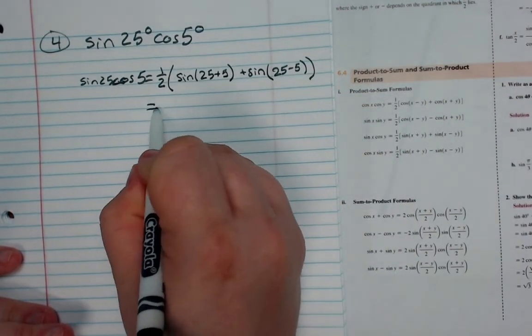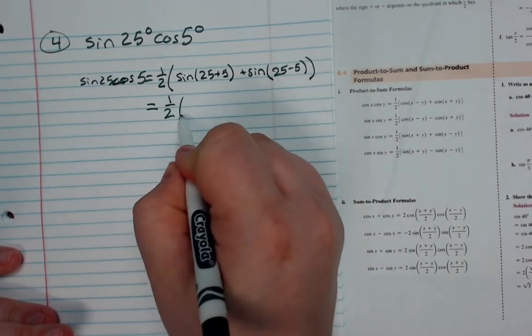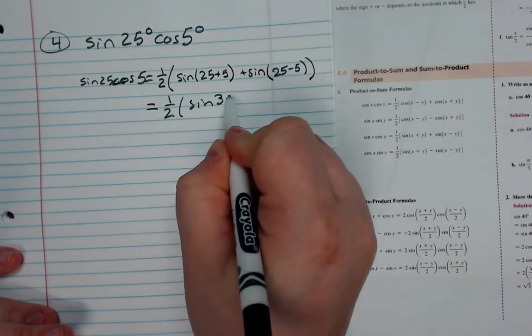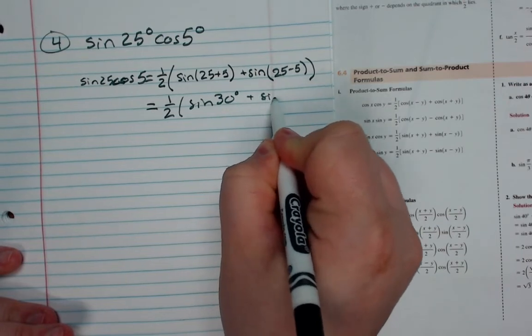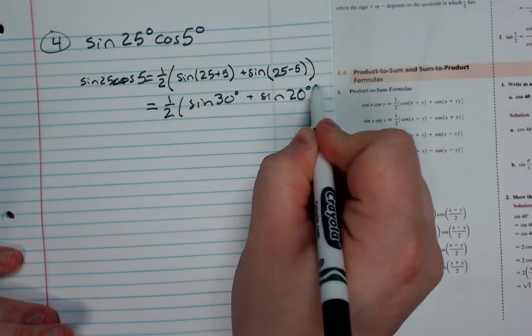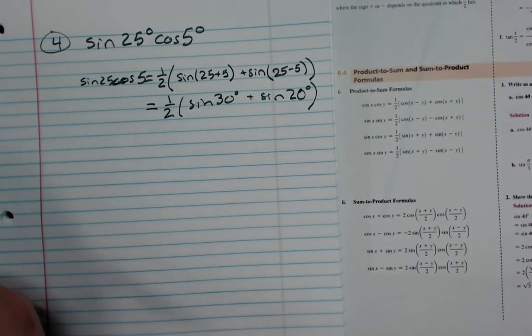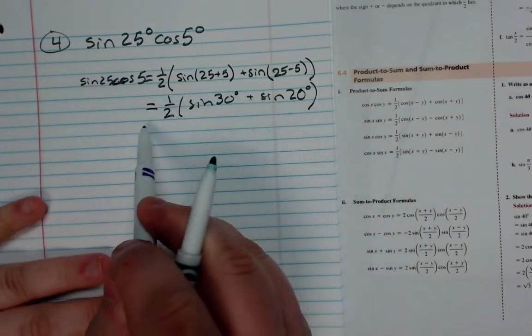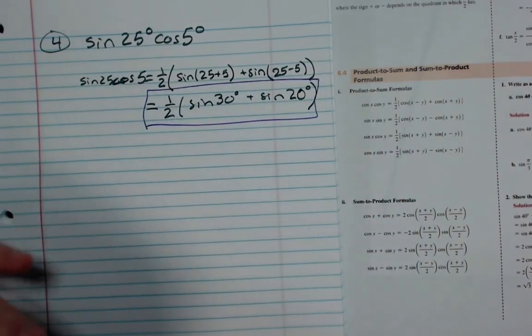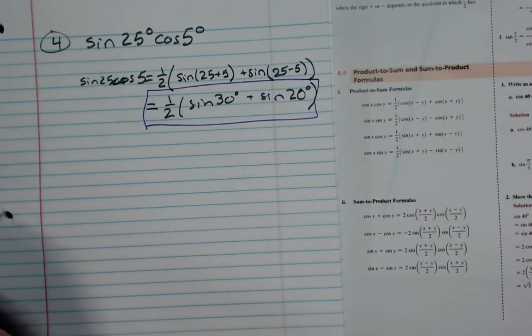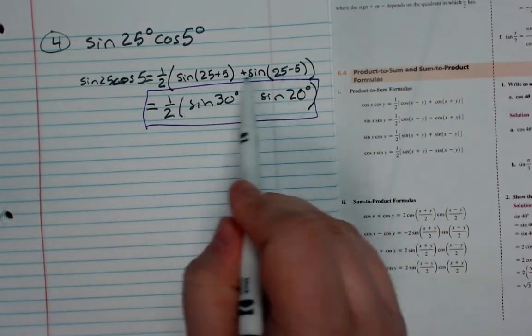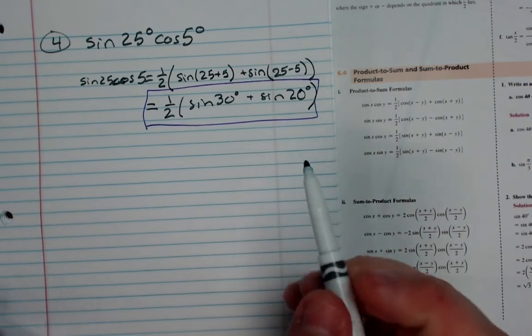And so here we have half sine 30 plus sine 20. Now 30 is on our unit circle, 20 isn't, so we'd have to work with that to get something different. But that gives us an equivalent form of sine 25 cosine 5. Notice now here it's only in terms of sine.